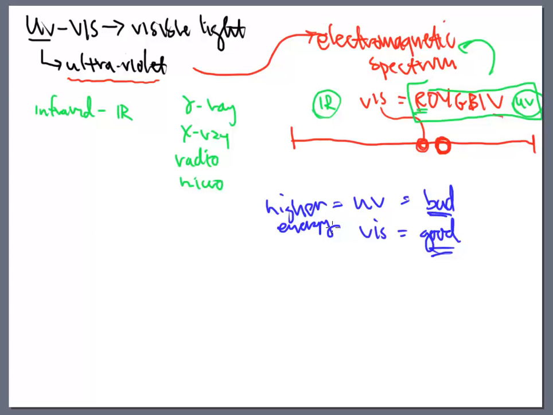Visible, though, visible's okay. Right? I can go in and I can take a red light and put it onto my skin and not really have to worry about it. Or I can take a blue light bulb or a blue light and shine it on my skin and not really worry about it. These are lower energy waves than ultraviolet is. So this is the introduction to UV Vis spectroscopy.